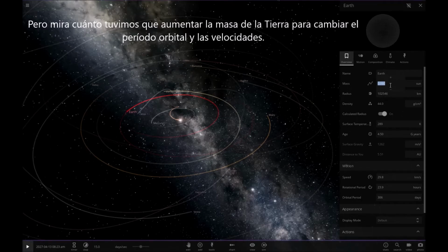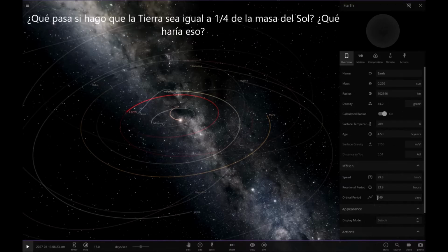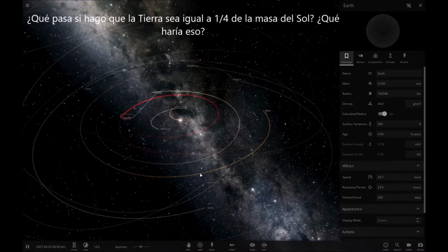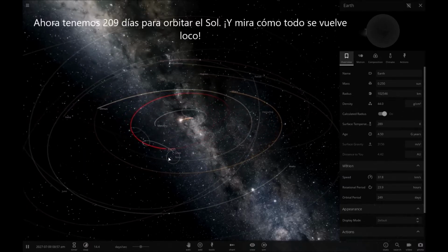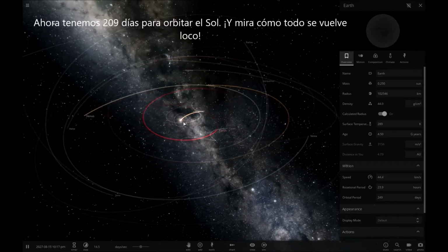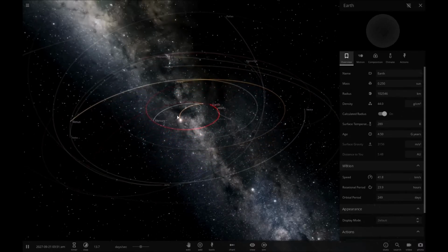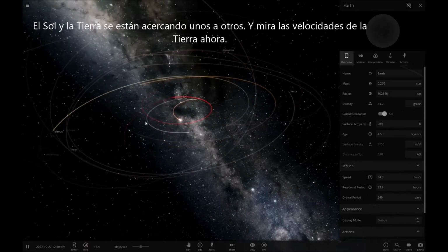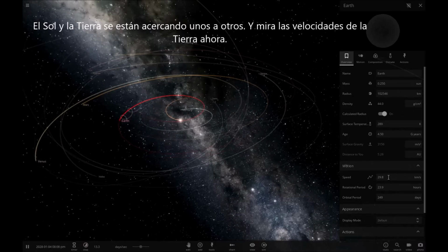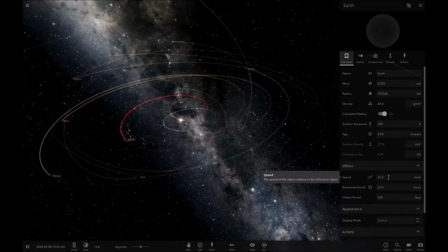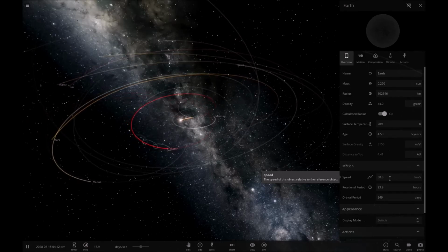Let's say, what if we made the Earth a quarter of the sun's mass? What would that do? Well, now we're down to 249 days to orbit the sun. Well, let's see what kind of craziness. Oh my goodness, look at this. Now the Earth and the sun are pulling on each other. Venus is just going off into nowhere. Mars is going off who knows where. And our speeds, look at how fast it's up to now.